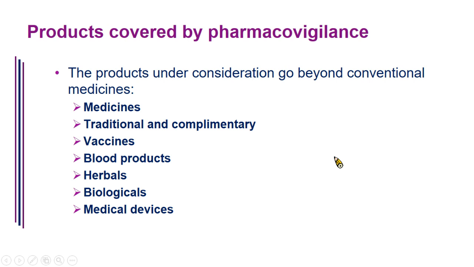But the answer is no again, the products under consideration can go beyond just the conventional medicines. You can look into both traditional medicine and the more complementary drugs, like the biologics as well. And also not only the medicine itself, but vaccines are another important issue to look at during pharmacovigilance. And also some blood products like IVIGs or albumins, and also herbals, and even medical devices have to be initiated as pharmacovigilance monitoring.